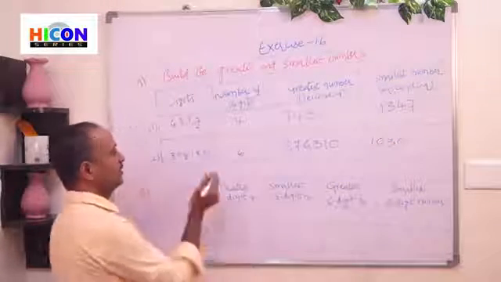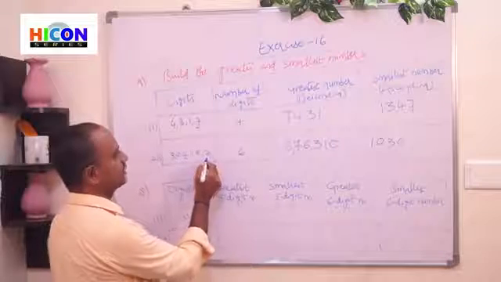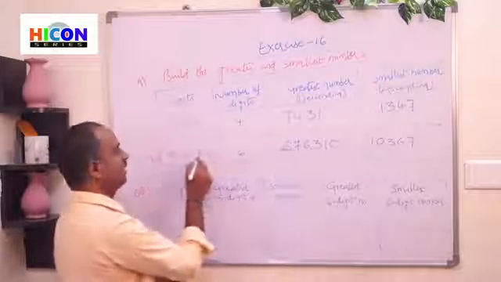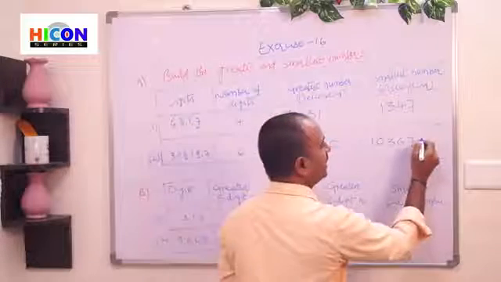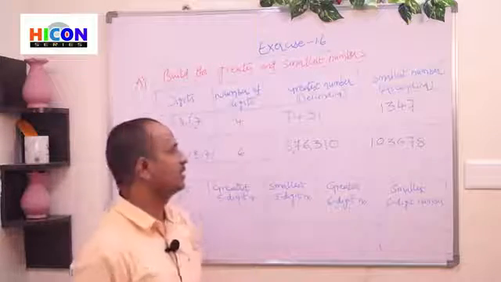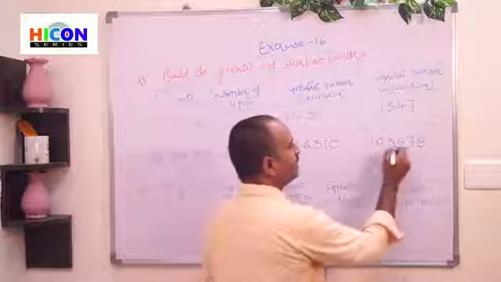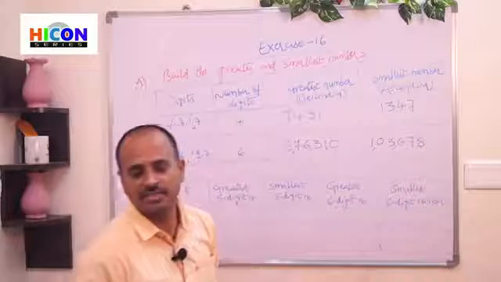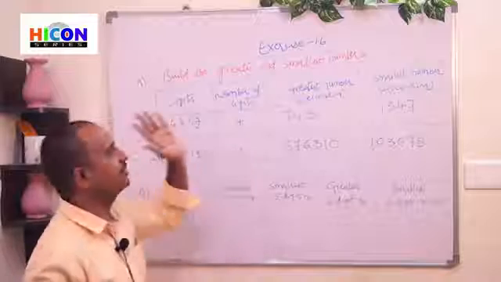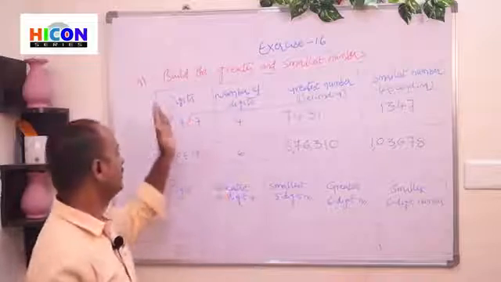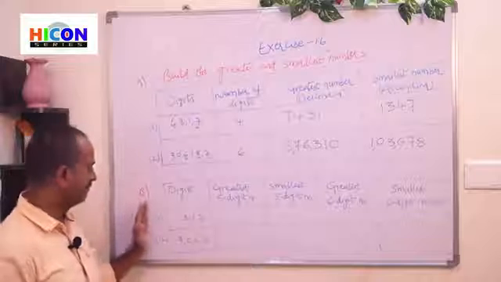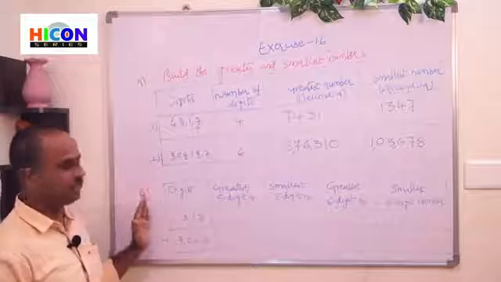So after 6, which one is the smallest? 7 is the smallest. So write 7 after 6. So there will be remaining 8. So write the remaining digit in the last. Children, this is the smallest 6-digit number, that is 1,03,678. So children, this is the way how to form the greatest and smallest number with the given set of digits. So children, see the next section, B, in exercise 1.6.